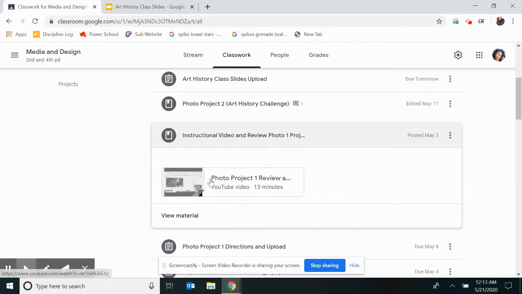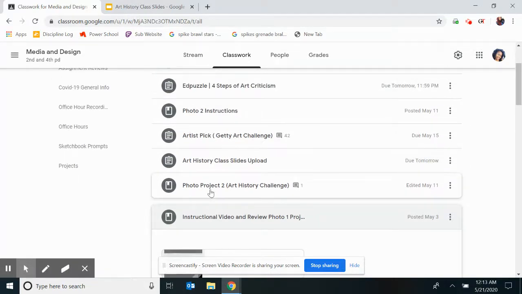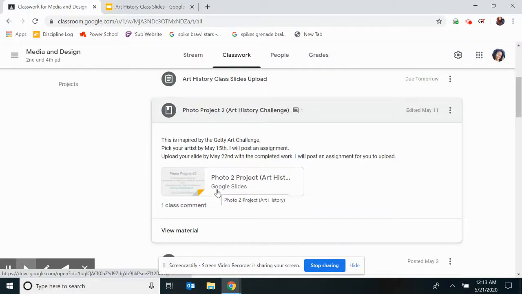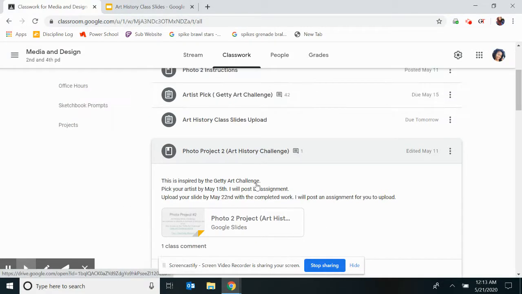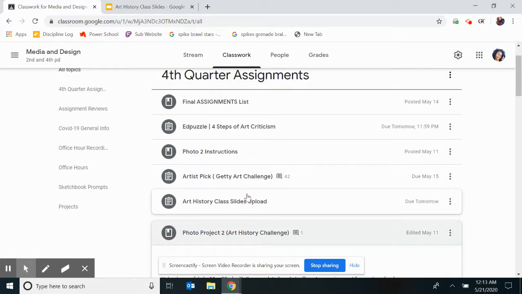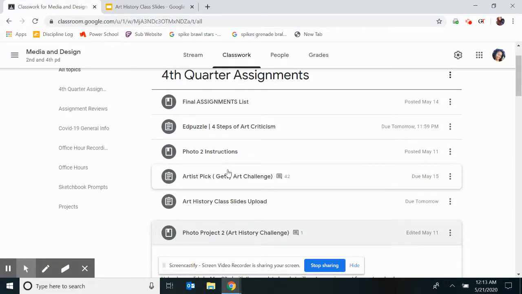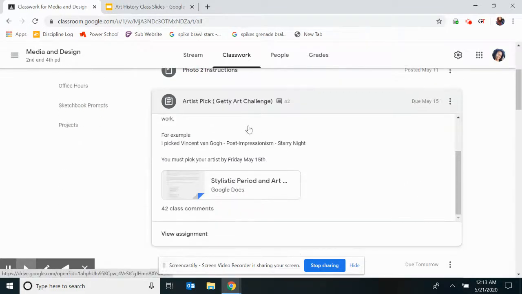So after the Photo 1 project, you had the instructions for the Photo 2 Art History Challenge, which is the Getty Challenge. You had that video to watch and the slides to look at. I posted an instructional video, and I also posted your slides. Then I asked you to pick what artist you would like to use, and you just needed to put it in the comment section.